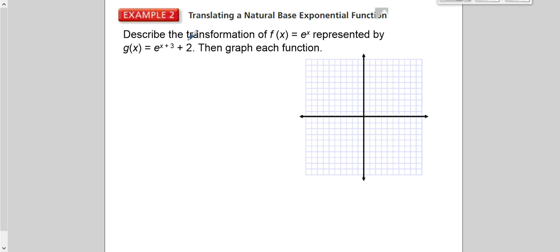Describe the transformation represented by e to the x plus 3, plus 2, then graph. So plus 3 is tucked in with x. It's part of the exponent, and then plus 2 is here. So the 3 is going to go which way?